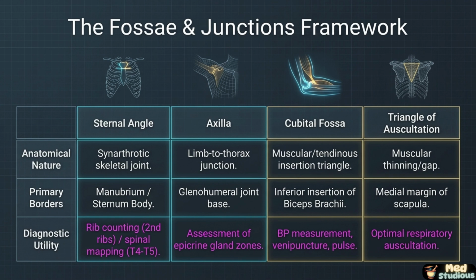The cubital fossa is the muscular and tendinous insertion triangle at the anterior elbow, the clinical gateway for blood pressure measurement, venipuncture, and brachial pulse detection simultaneously. And the triangle of auscultation at the medial scapular border is the muscular thinning zone that provides the clearest acoustic window to the posterior lung fields. Each of these 4 fossae and junctions is a convergence point, a place where anatomy organizes itself in a way that makes clinical access both possible and precise. Mastering these 4 areas alone will dramatically elevate your clinical examination skills.